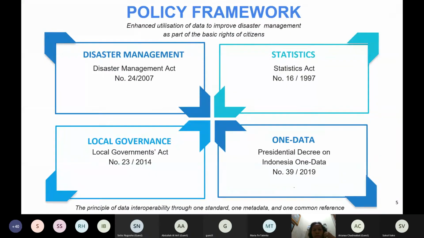This is the policy framework that we use, to enhance the utilization of data to improve the disaster management as part of the basic right of the citizen. We have the Disaster Management Act number 24 in 2007, and also we have the Statistic Act number 16 that we produced in 1997, and also the Local Government Act, and also the One Data. We have the Presidential Decree on the Indonesia One Data. So all four of these will become the policy framework for the One Data of the disaster. Next.